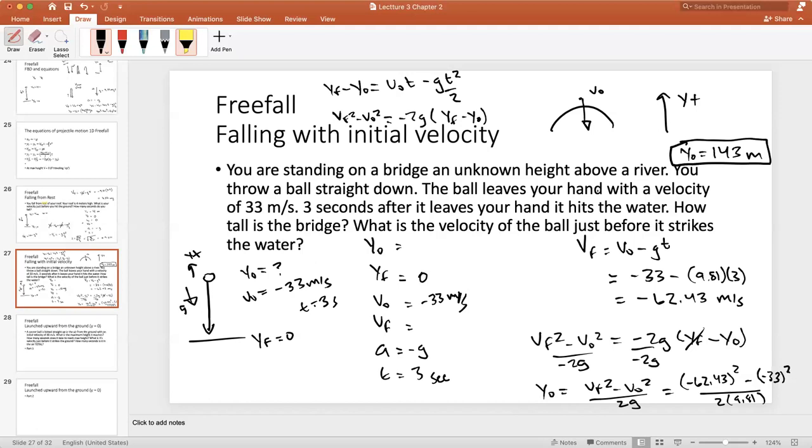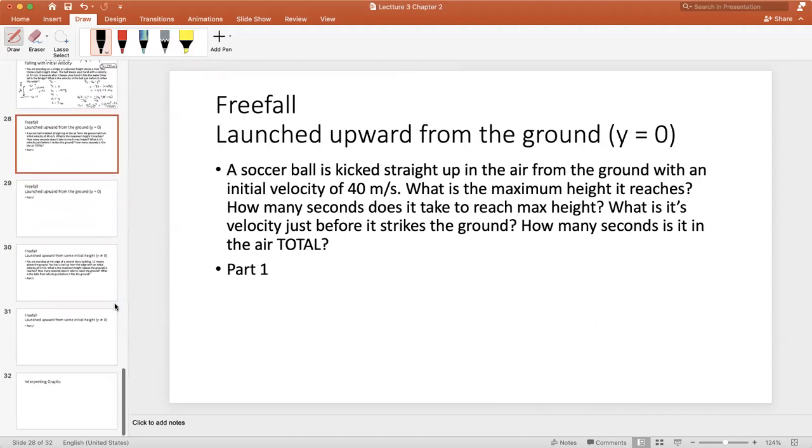Something feels off, and usually when that's the case, I've made a mistake somewhere that my brain's trying to tell me I did, and I just don't see it. But anyway, so the next problem is a soccer ball launched upward, okay? And this is one of our final two problems.